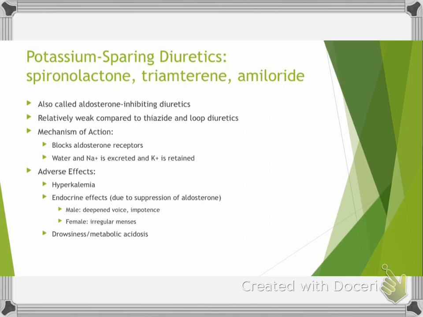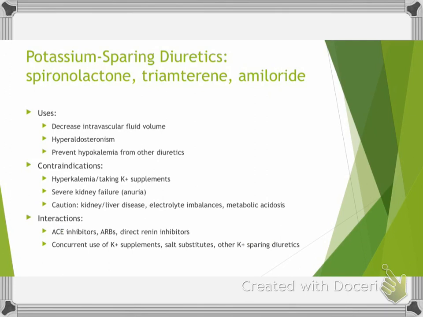Endocrine effects due to the suppression of aldosterone. So remember, aldosterone is a mineralocorticoid, which is a corticosteroid hormone. So in the male, it's going to cause a deepened voice and impotence. Females, it's going to cause an irregular menses. It can cause drowsiness and metabolic acidosis as well.